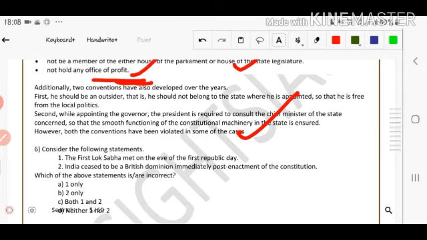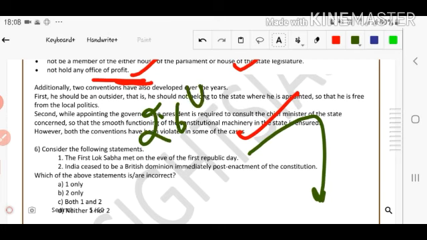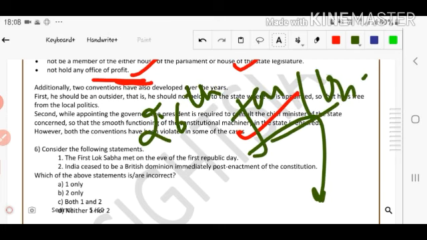Next question is about the following statements regarding the first Lok Sabha, which met on the eve of the first Republic Day. Is it right? When was the first Republic Day? 26th January 1950. If you are forgetting that date, it is not good for you. Okay, first of all, let us talk about the Lok Sabha.